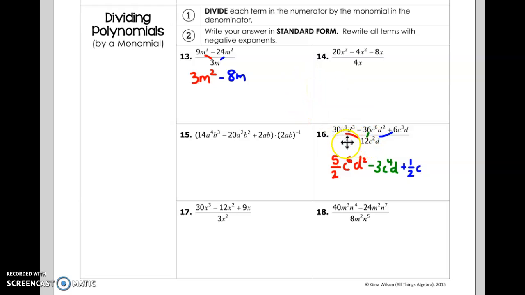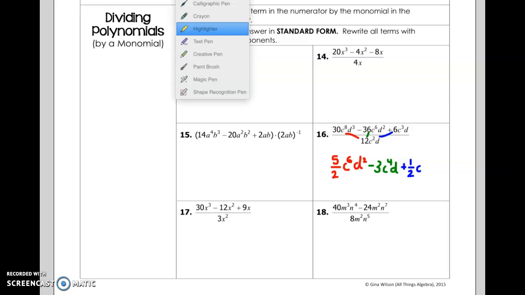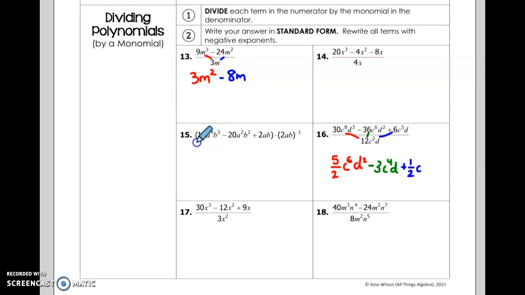So 16 was another one. I just decided to go through, double check my math there. 15, one like this, if you're multiplying by something that has an exponent to the -1, you could literally just write that out. So for example, just rewrite this as all over 2ab.